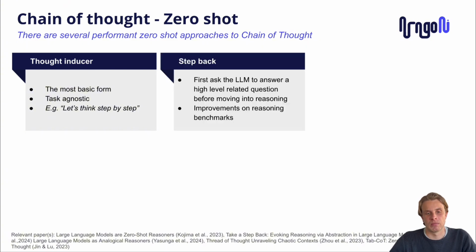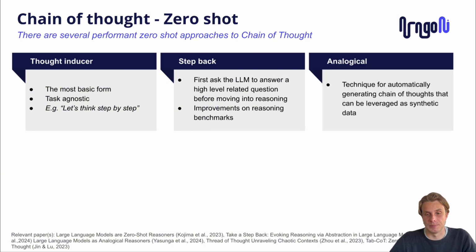A secondary approach is step back, and in this we first ask the large language model to answer a related high-level question before moving into the reasoning phase, and this has had performance improvements empirically. Analogical, we won't speak about this in too much detail. In general, this is another approach for synthetic data creation, and it's a way of automatically generating these chains of thought, which could then be used in a few-shot prompt where you provide multiple chains of thought. Where again, a chain of thought in its more complete form would be an input question, a rationale for answering it, and the ultimate answer.